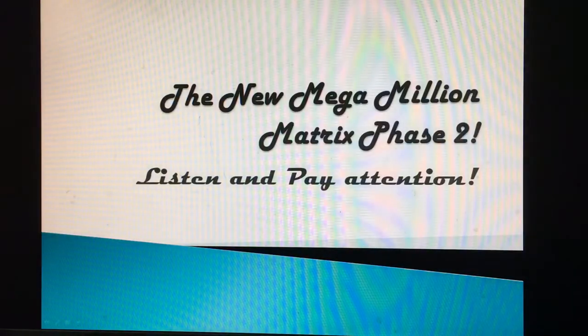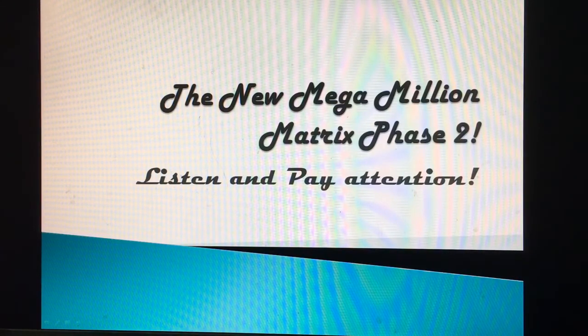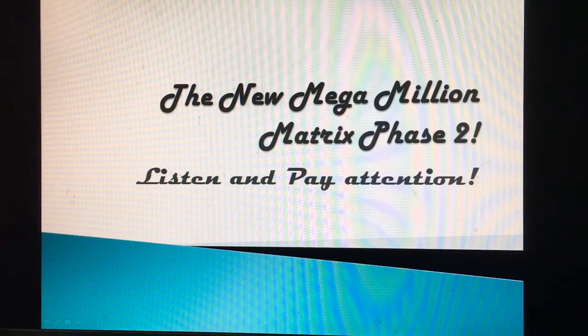So this is the new Mega Millions Matrix, phase 2. In my last video, I developed the Mega Millions Matrix for the new Mega Millions, and that matrix can be very good when using that strategy. This is the Mega Millions Matrix phase 2 for the new Mega Millions also. It's phase 2 because it's a little bit better than phase 1.